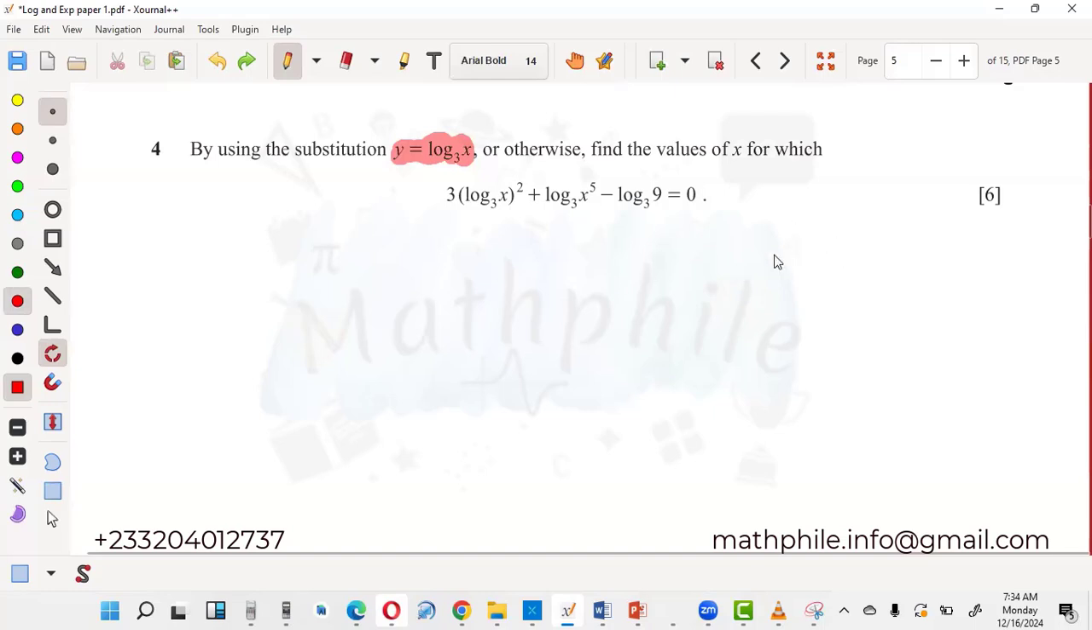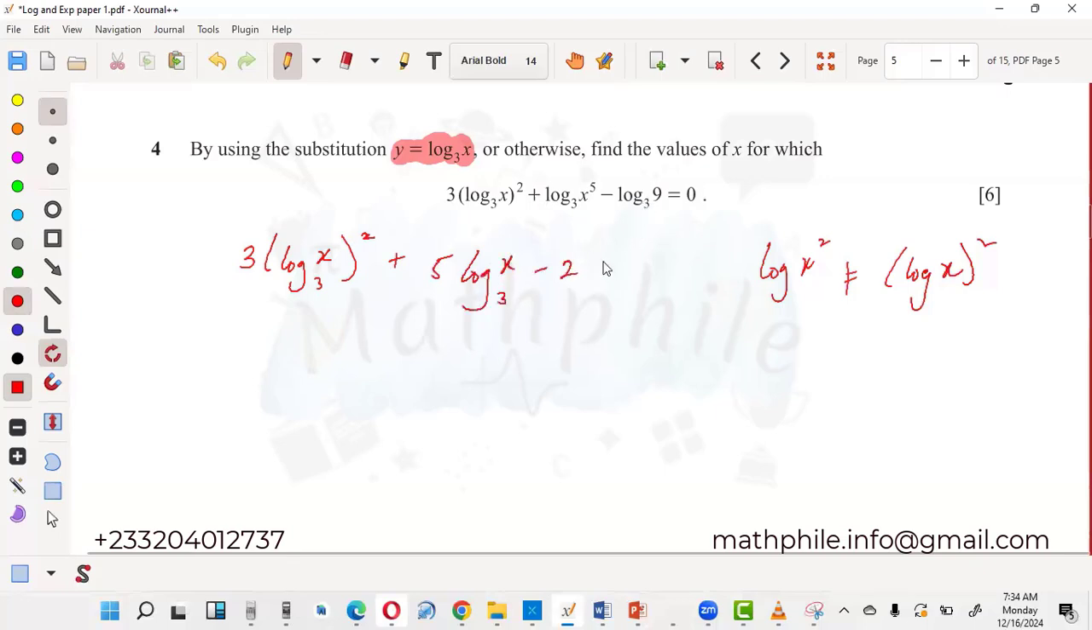This still brings me to the fact that log x squared base anything is not the same as log x all squared. I think I made mention of this one. Okay, so let's rewrite the question. We can write it as 3 brackets open, log x base 3, whole squared, plus, now apply the law of logarithm, 5 log x base 3 minus, this is 2 actually, 9 base 3 is 2. So we can now do the substitution. This gives you 3y squared plus 5y minus 2 equals 0. Use the calculator quickly. Let's solve this one then.